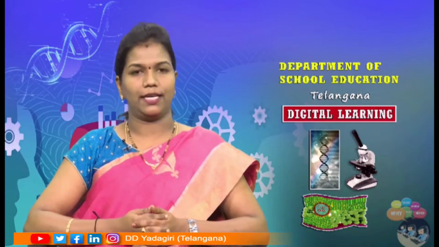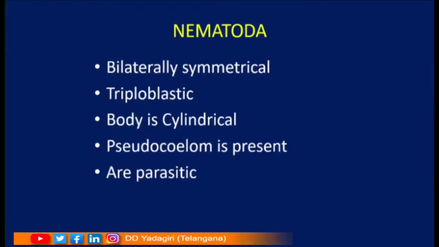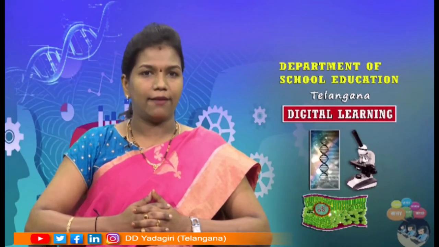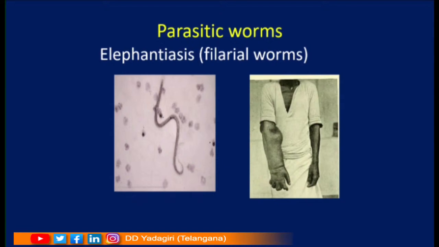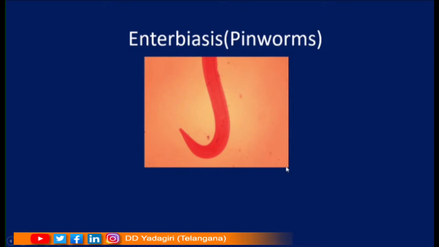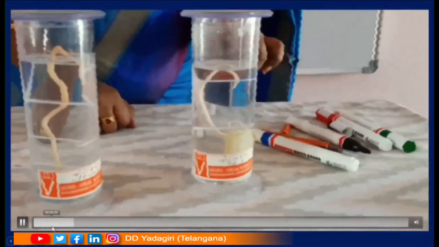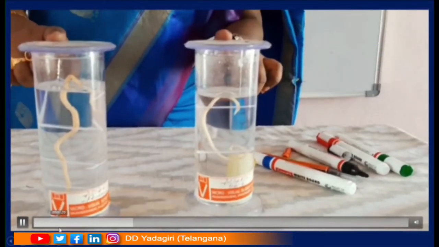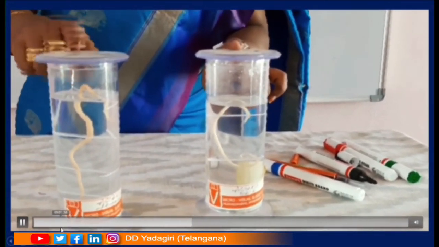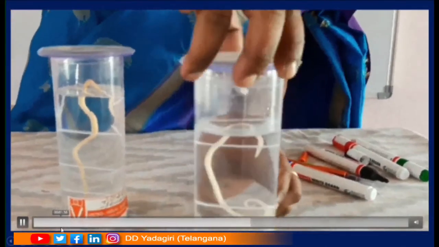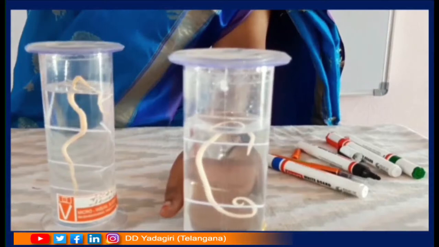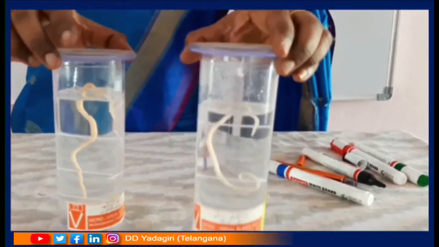So, they are bilaterally symmetrical, triploblastic. The body is cylindrical. Pseudocoelom is present, means false coelom is present, and they are parasitic. Parasitic worms cause elephantiasis, that is filarial worms. You can see the hand of the man is the size of an elephant leg, isn't it, children? Then enterobiasis, that is pinworm. Now, the male is shorter than the female and has a pointed tail. You can see the pointed tail, right, children? So, this is Ascaris lumbricoides.